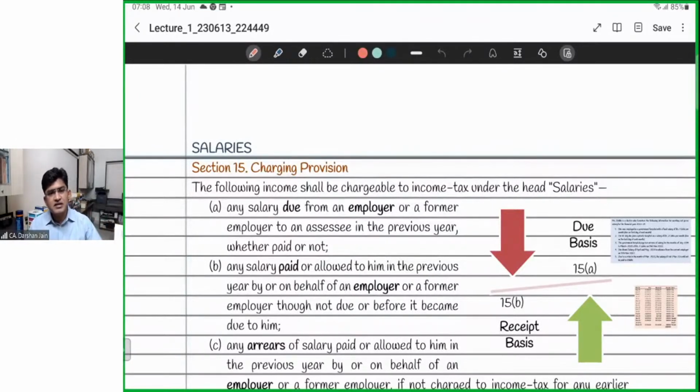And I feel that this particular head is important also because, as you get into finals, there would not be too much of a testing as far as salary head is concerned, because in finals you've got a lot of other things to test a student. But when it comes down to intermediate, well, salary remains a very important head.